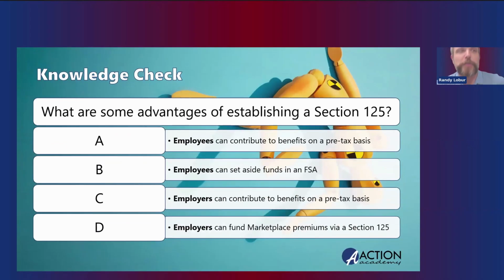We've talked for a bit about Section 125s here. Want to check in with you, make sure we're all on the same page. What do you see as some advantages of establishing a Section 125 plan? Is it A, employees can contribute to benefits on a pre-tax basis? B, employees can set aside funds in an FSA when you have a 125 set up? Is it C, employers can contribute to benefits on a pre-tax basis? Or D, employers can fund marketplace premiums via Section 125. Go ahead and put the letters that best match your thinking in the chat here.